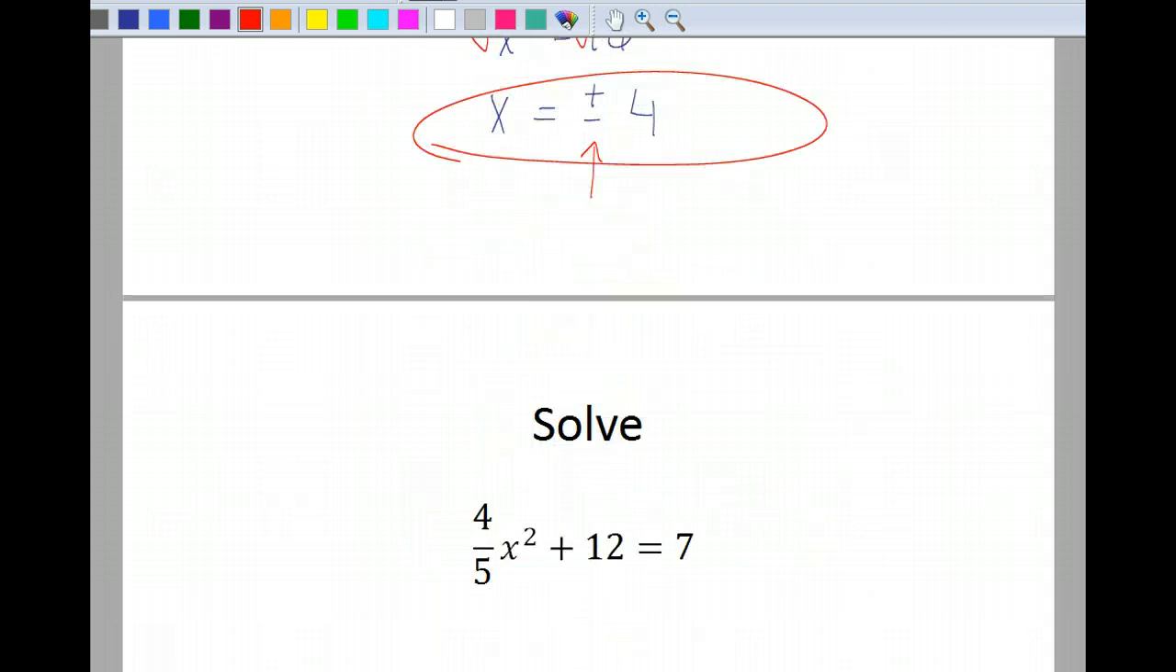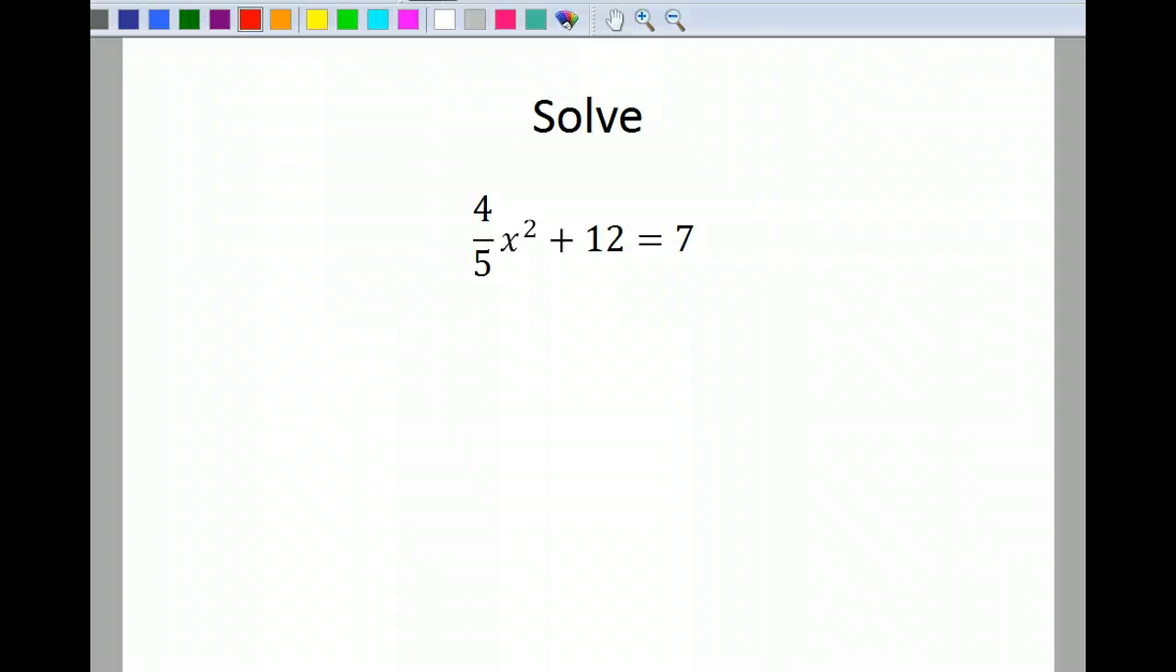Okay, now here is one more. This one just looks ugly. It's not really any worse than the other one. A lot of you are looking at that fraction and going, oh no, I don't know how to do that. But you've done this exact same problem before. First thing we're going to do is what? Subtract 12 from both sides. Okay, and 7 minus 12 gives me negative 5.